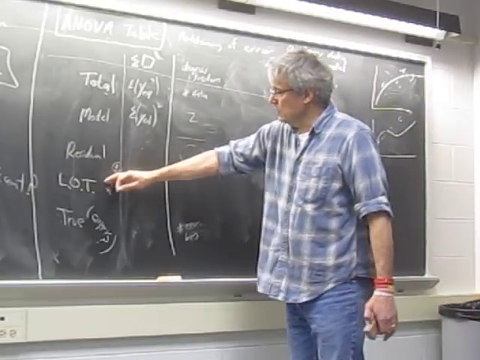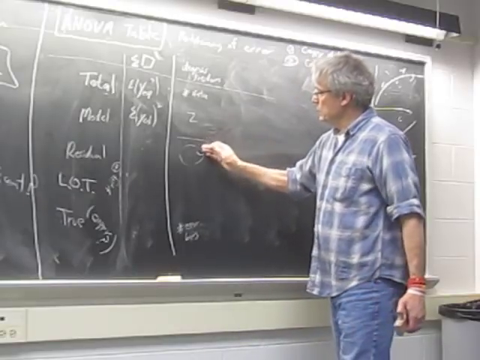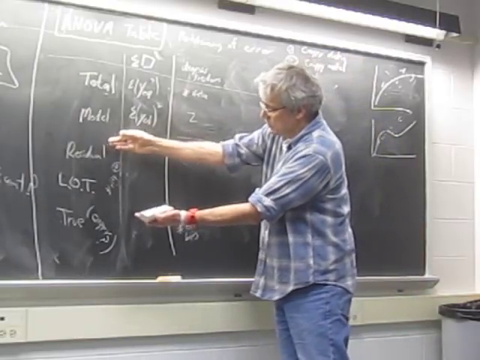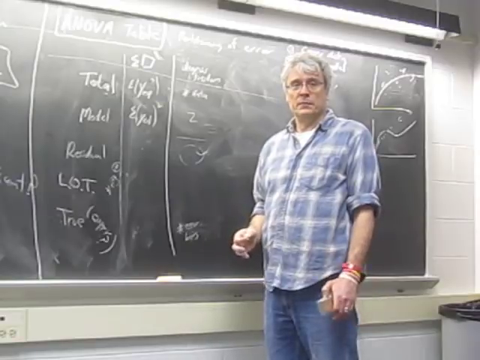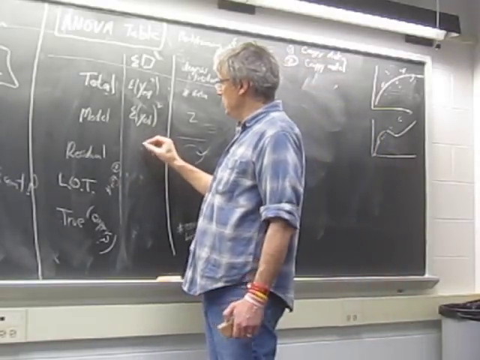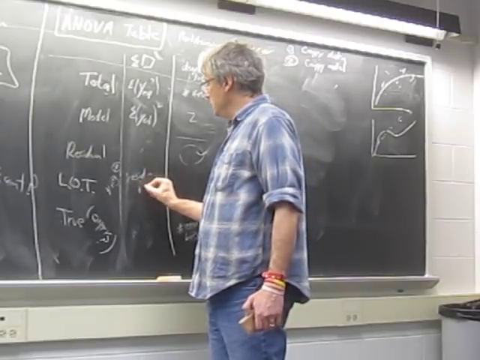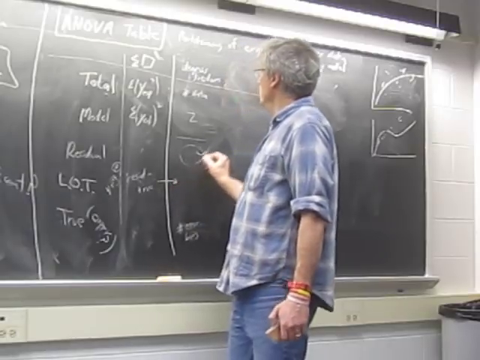And then the left out terms, in a sense, this is like everything else, it's the residual minus the true. Okay? And so you fill in the rest of the table here as essentially residual minus true, and that's also true in this one here.